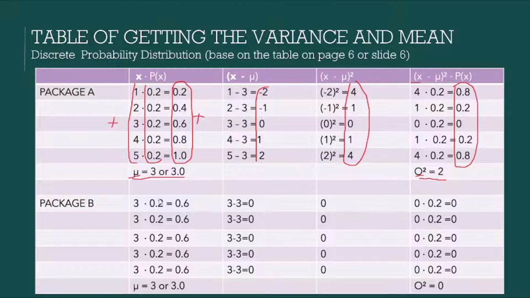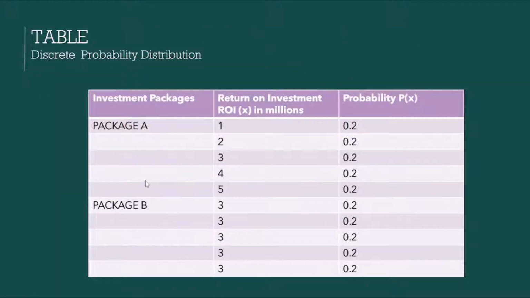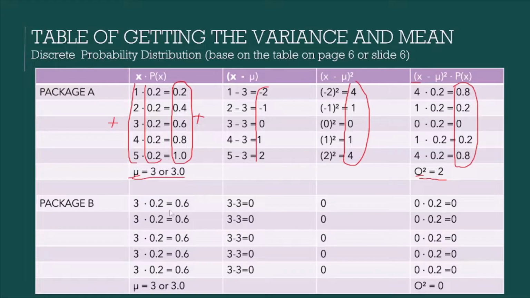Now, for package B, same thing. We're going to do the same thing, same formula also. So we're going to times our x, which is here. Our x is over here. We're going to times it with 0.2, since this is our px. Same like package A. This is the answer we get. We get 3 also.